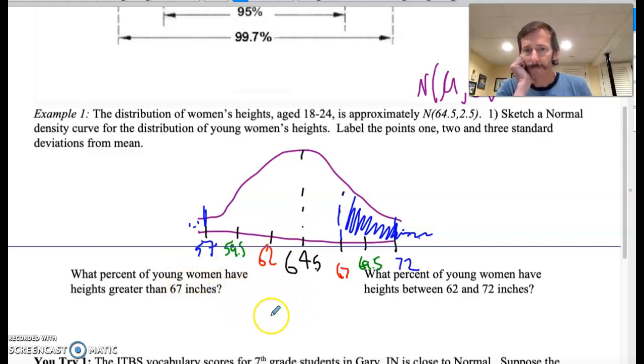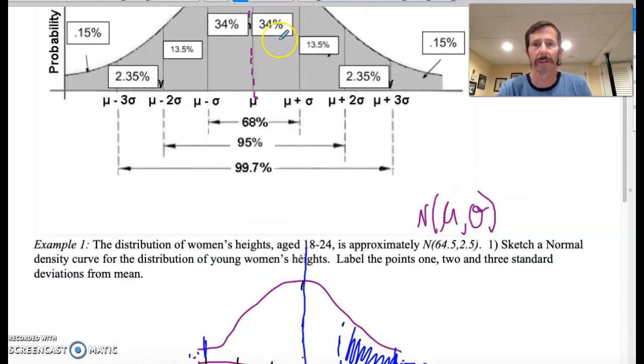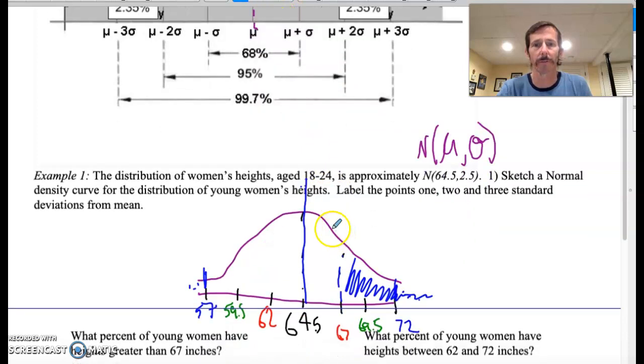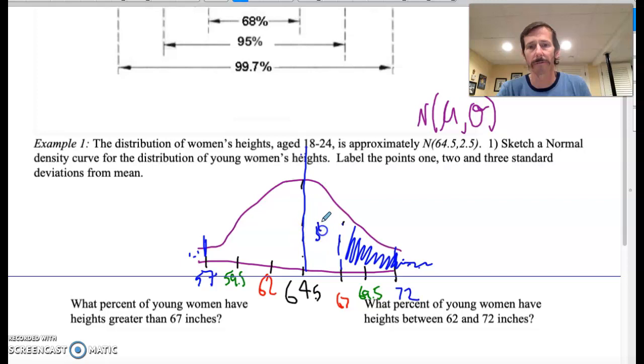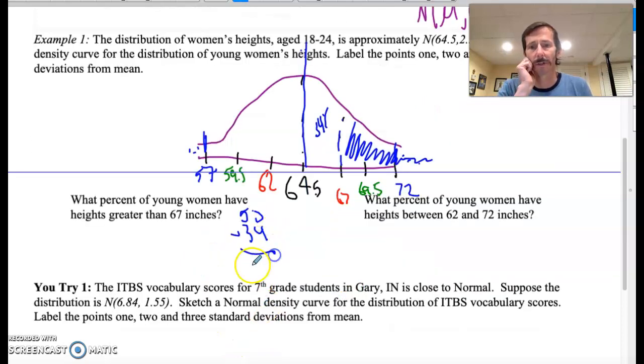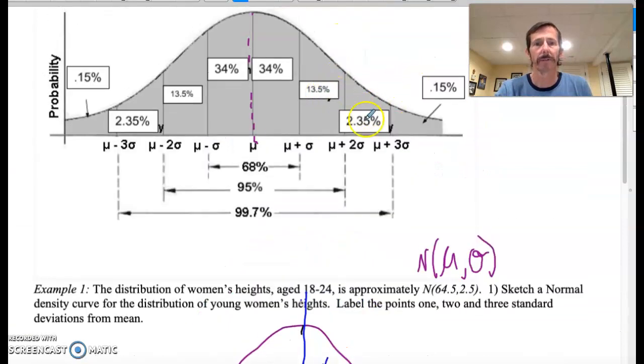For me, what I would do is if I want to know that, what I know for sure is right here marks 50% or halfway. So I know this side would be half or 50% of the observations. But I also know from this little diagram right here that this chunk, this first little piece here is 34%. So if I know this is 34%, what I could do to figure this out is go, well, half of it minus 34 gets me to 16% as the percentage of people who would be taller than that. You could also just add these pieces up and that would work as well.